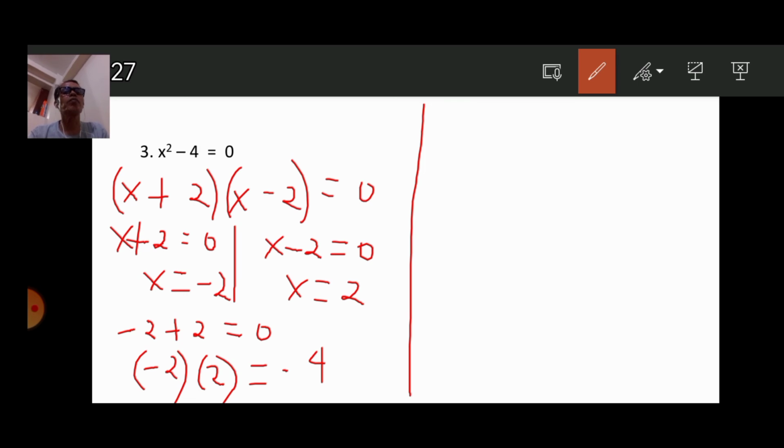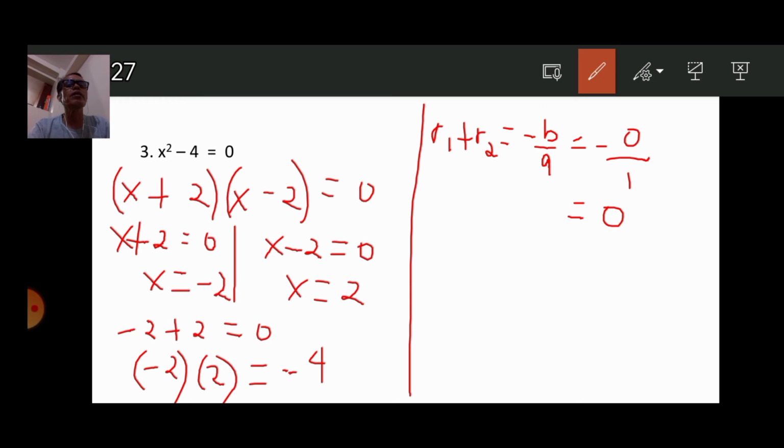So you have negative 4. Okay, if you are going to use the formula, r sub 1 plus r sub 2 is equal to negative b over a, which is equal to negative b, which is 0 since it is absent, over a is 1. So 0 divided by 1 is 0. So you have the same.